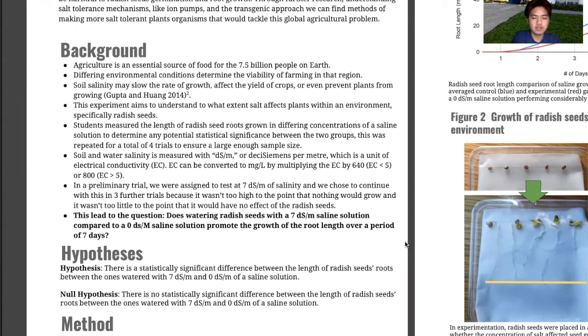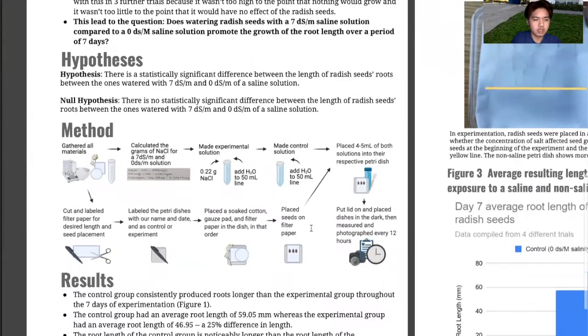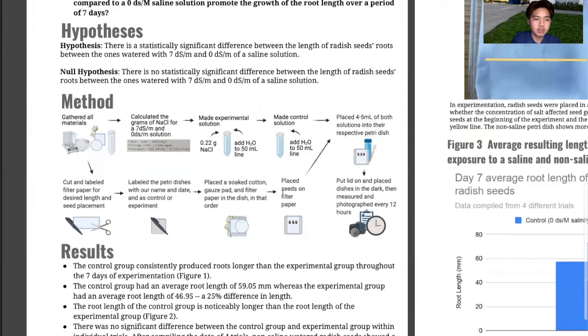We chose 7 decisiemens per meter because it was a testing point where we knew that the salinity wasn't high enough to kill the plants, but it also wasn't low enough to the point where it had no effect on the plant. In our method to answering this question, we placed radish seeds in petri dishes that were watered using either a saline solution or a non-saline solution, and for 1 week, we measured the length of the developing roots in 12-hour intervals. Here's what we found.